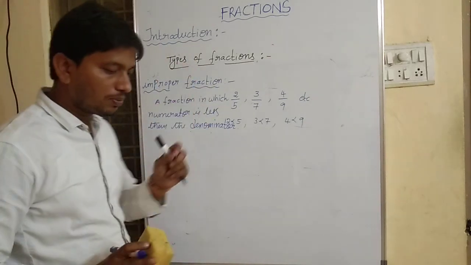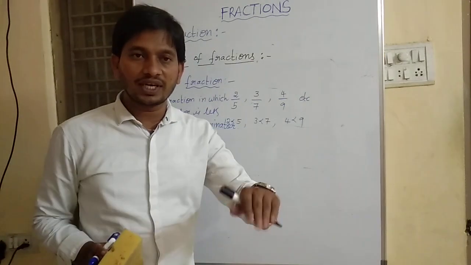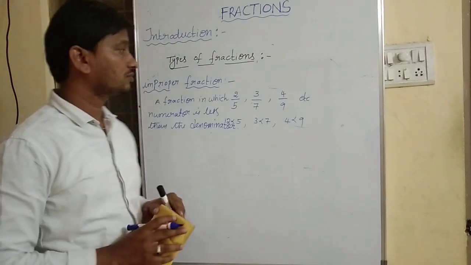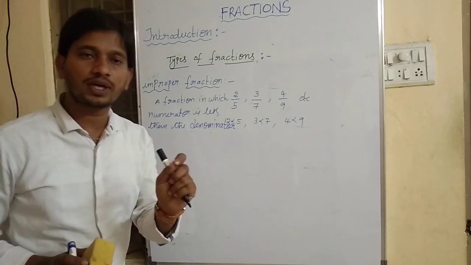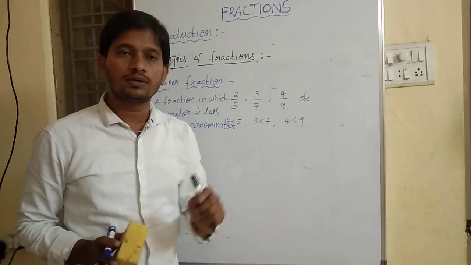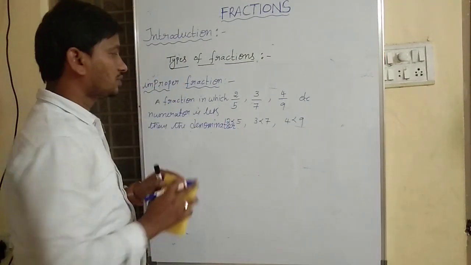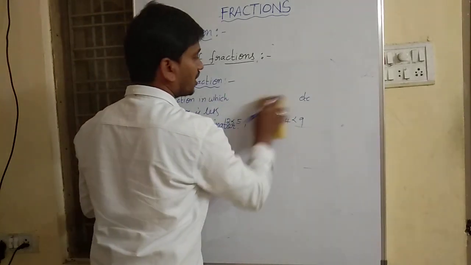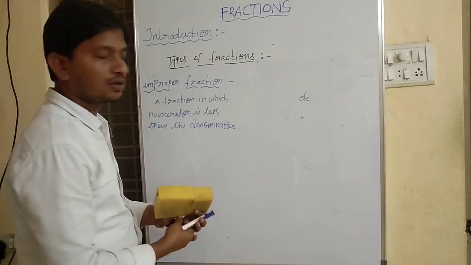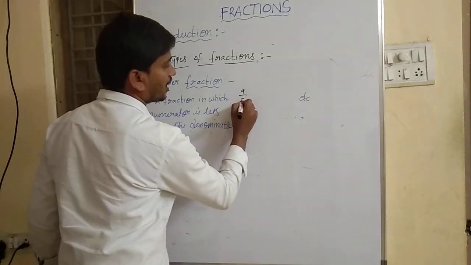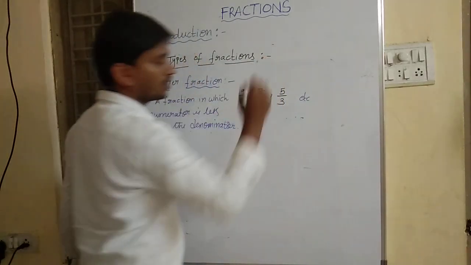Improper fraction. What do you mean by improper fraction? A fraction in which the numerator is greater than the denominator, which is exactly opposite to a proper fraction. Proper fraction means the numerator is less than the denominator, but improper fraction means the numerator is greater than the denominator. See here, let me write a few examples of improper fractions: 9 by 5, 7 by 4, 5 by 3, etc.